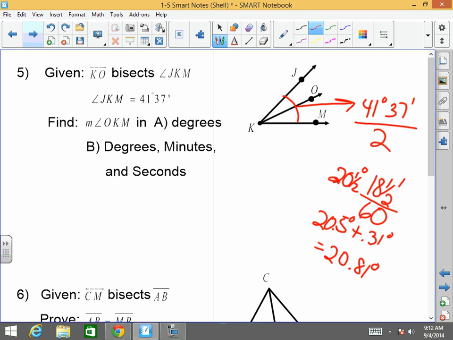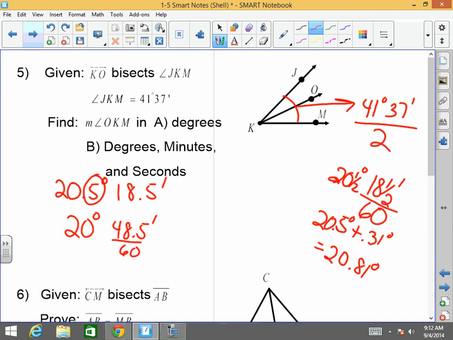Now, what if I wanted to do this in degrees, minutes, and seconds? All right. So I've got 20.5 degrees, and I've got 18.5 minutes. What I would do here is take that half a degree and add it to minutes. So I have pure 20 degrees now. This half a degree is 30 minutes. So this would become 48.5 minutes. Then I divide this by 60. So 48.5, yes, I am cheating, divided by 60 would be 0.80833.